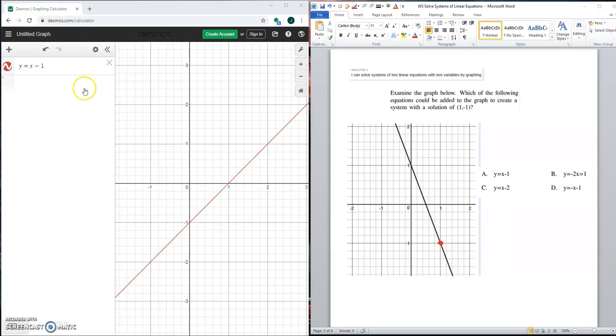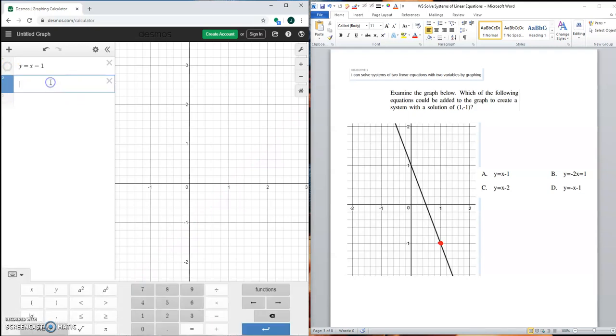Okay, I plugged in choice A, which is y equals x minus 1, which gave me this, and as you can see, it didn't go through this point. This is the point that we wanted to go through. So that is not the right line. We're just going to turn this off. We are not going to delete it. So I'm just going to turn that off and open up another window and plug in choice B.